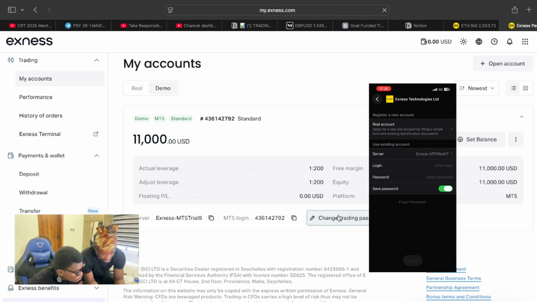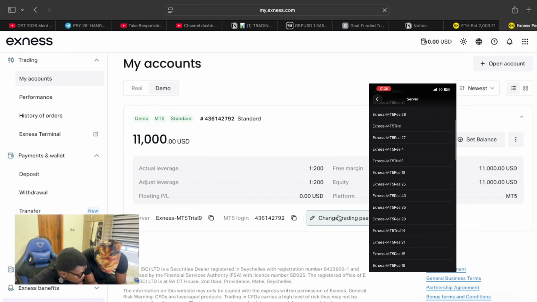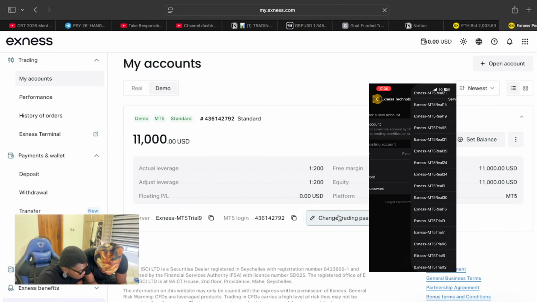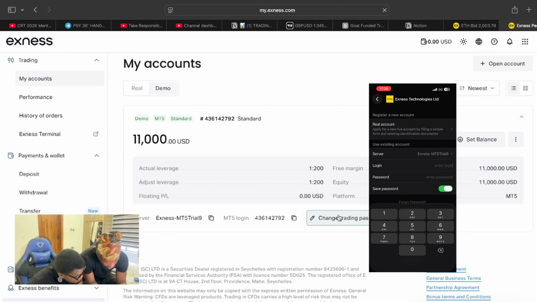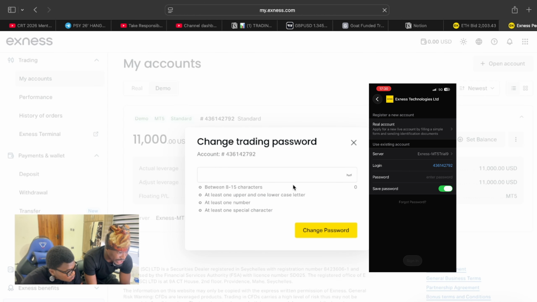This is the login. Then we go to XNES Trial 9. We have to look for Trial 9. If it's a real account, you can use Real 9, whatever they give you. And this is the login: 4361 42792. For the password, you can just set a random password.